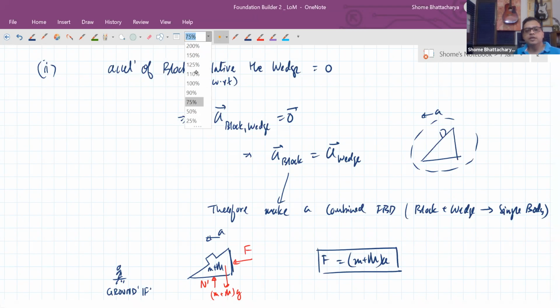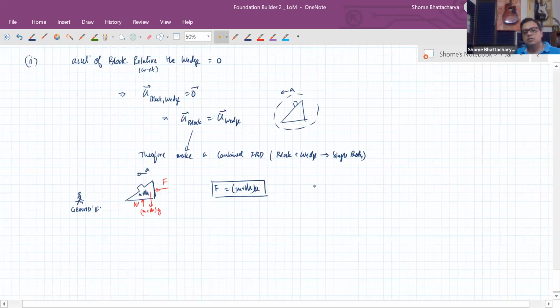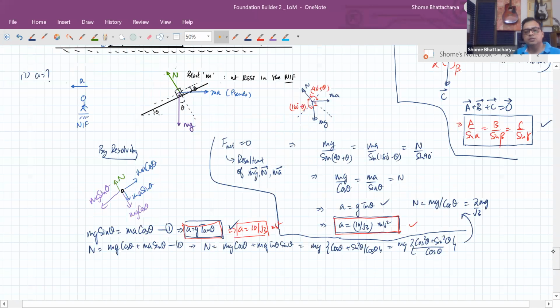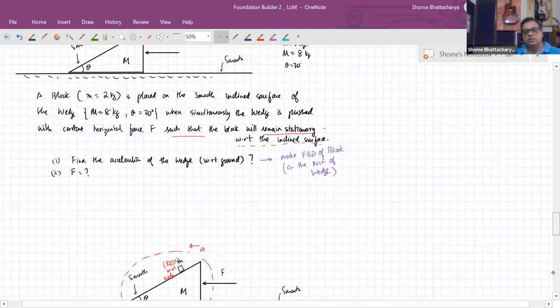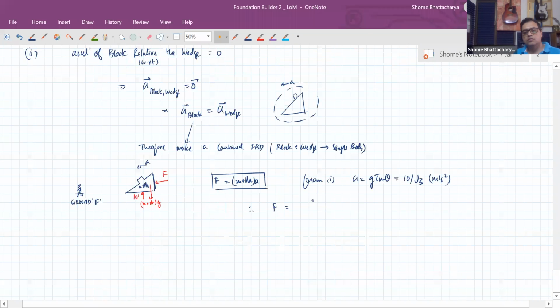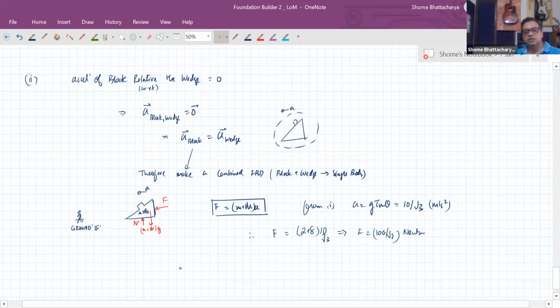Now from the earlier free body diagram, from part 1, we saw that this acceleration was g tan theta, or 10 by root 3 meters per second square. Therefore, F just becomes whatever the sum of masses was, 2 and 8 kg. Okay, so F is equal to 100 by root 3 newtons. Okay, this is the easy way of solving this. So this is the preferred method.